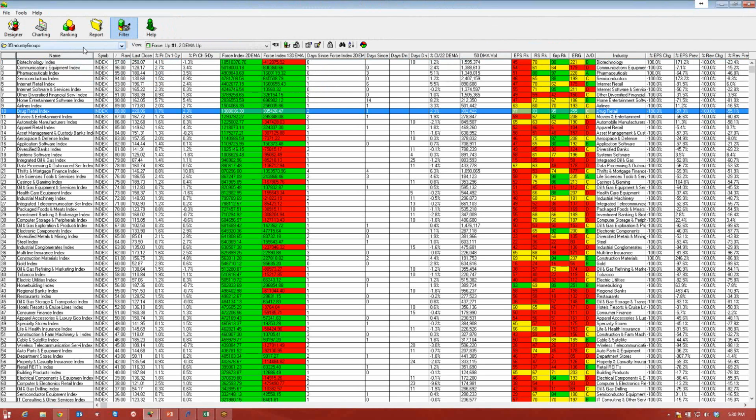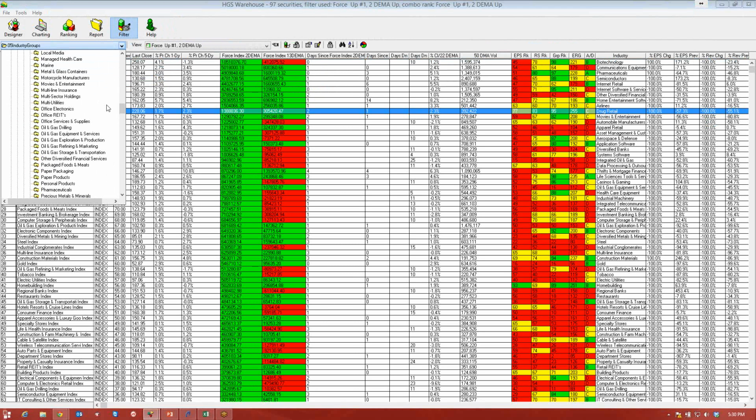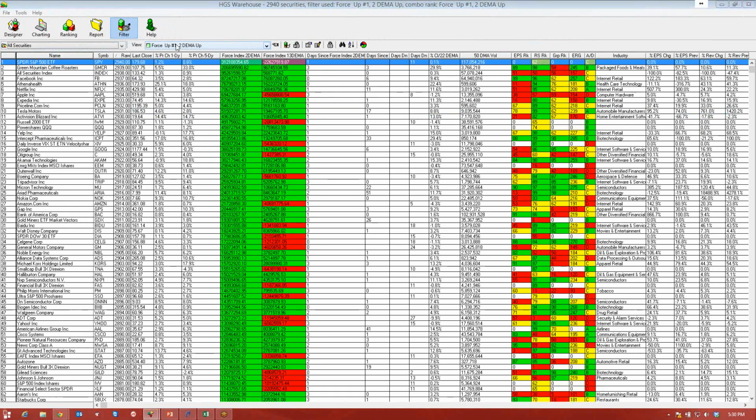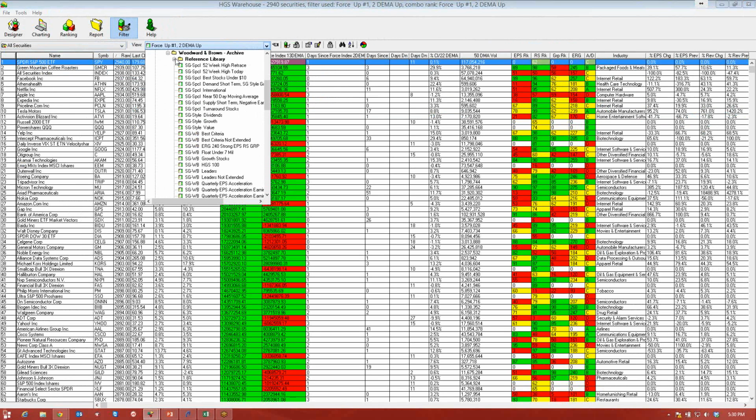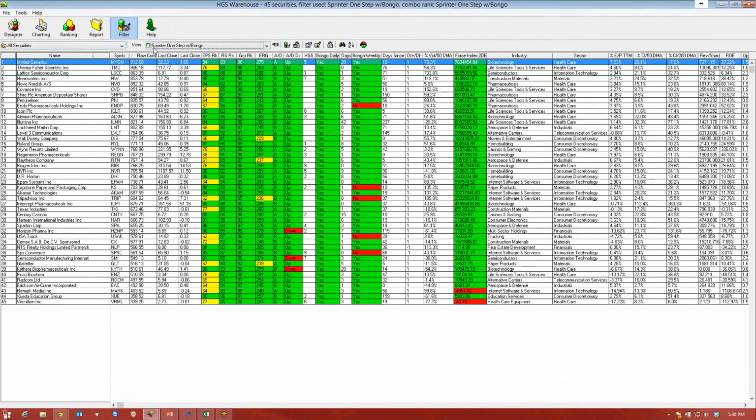I like to go into all securities. I like to go into sprinters. I am working with George to create a broader set of views and filters and charts, so that all the things that I use, you won't have to go finding them. So here's sprinters one step with bongos, and you can see I've got 45 stocks.